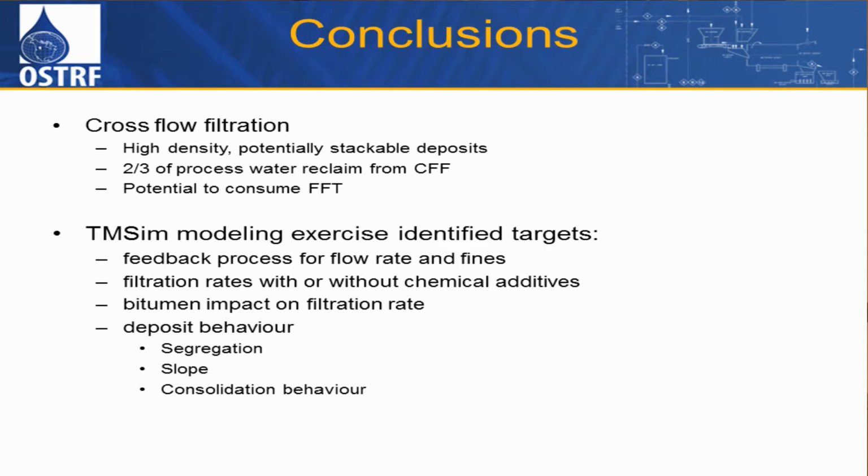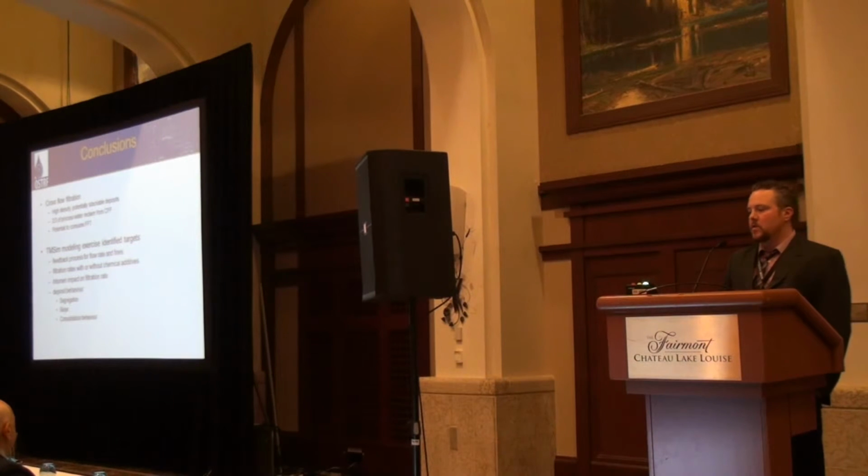So in conclusion, cross-flow filtration, why do we care about this technology? It has the potential to provide a high density stackable deposit you can place back in pit. You're preventing the future accumulation of fluid fine tailings. You actually have the potential as well to spike the mature fine tailings into your feed tailings before you dewater it, so you can consume tailings that you have on site. And two thirds of the processed water that you get from the filtration process you can recycle back to your extraction plant, and that water is warm to hot, so you can start to recycle that heat back to your extraction process.